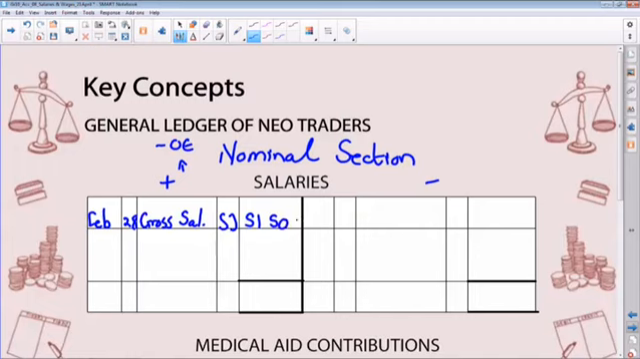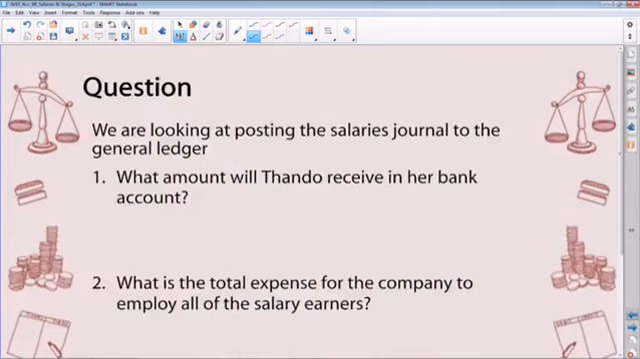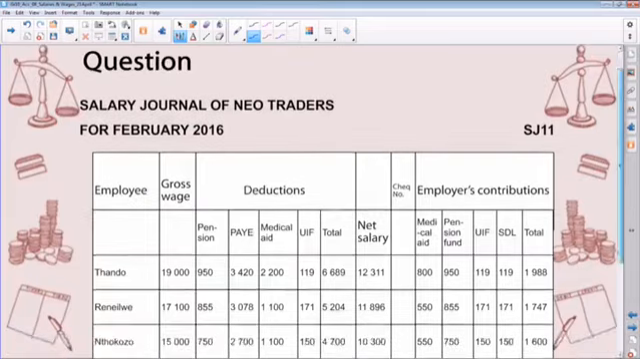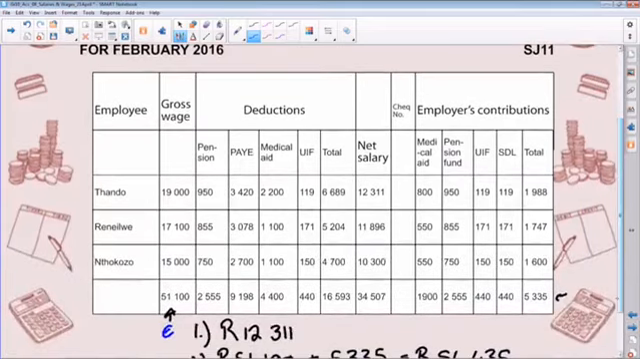Now, we created a debit here. Now, we need to go and create credits for this debit. We now need to go and create a few credits for this debit. Now, let's go and look at the salaries journal again. So, here's my journal. And now, my next column will be my pension fund.